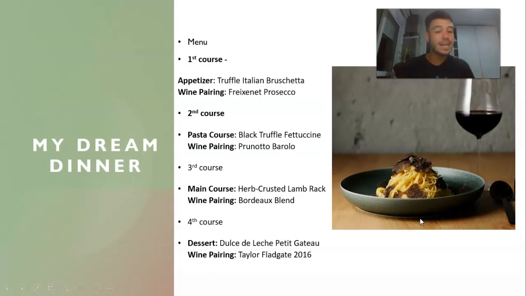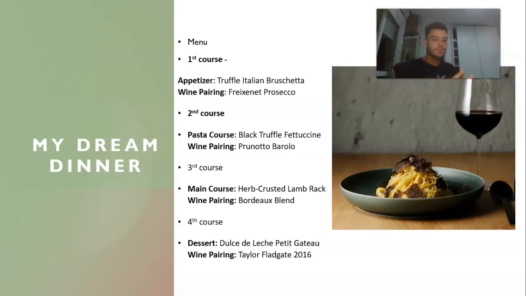Here, for this class, we also had to do an amazing project that was building your dream dinner. So here I selected a little bit. The appetizer would be Italian bruschetta, and I chose a Frescine Prosecco, which is a very light white wine to open the appetite for this dinner. The second course would be a black truffle fettuccine. Italian dish, Italian wine. I chose a Brunotto Barolo. I tasted it in Italy. Voila, amazing.